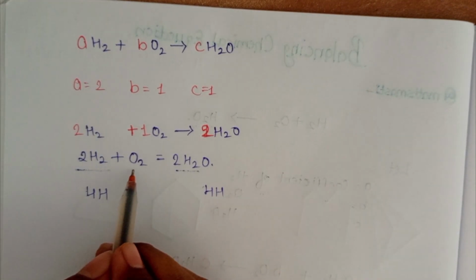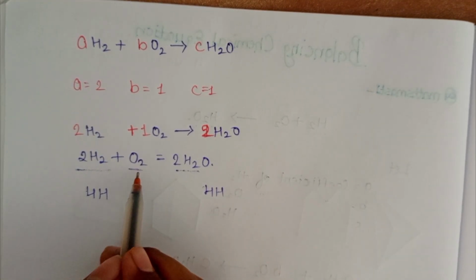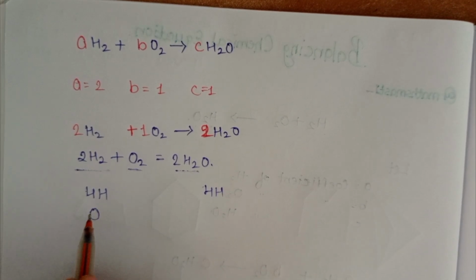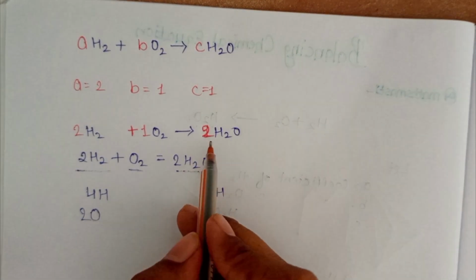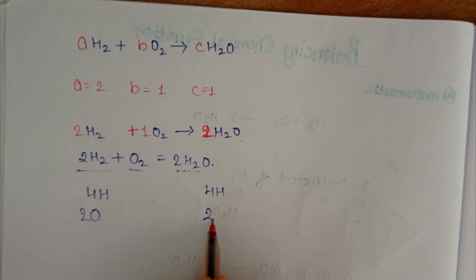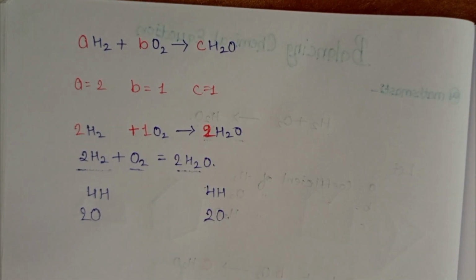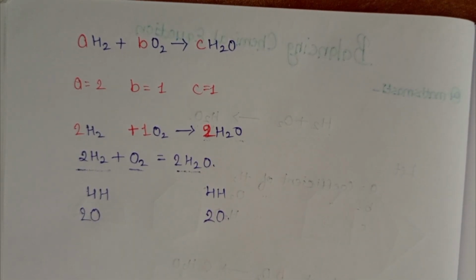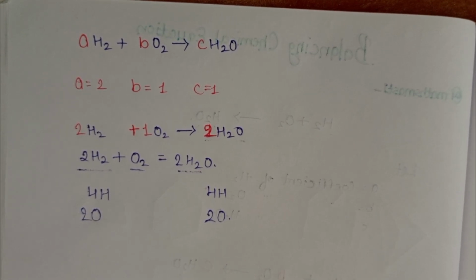Let's come to the oxygen. We have 2 oxygen atoms on the left hand side and there are 2 oxygen atoms on the right hand side. Now our equation is complete, means balanced.